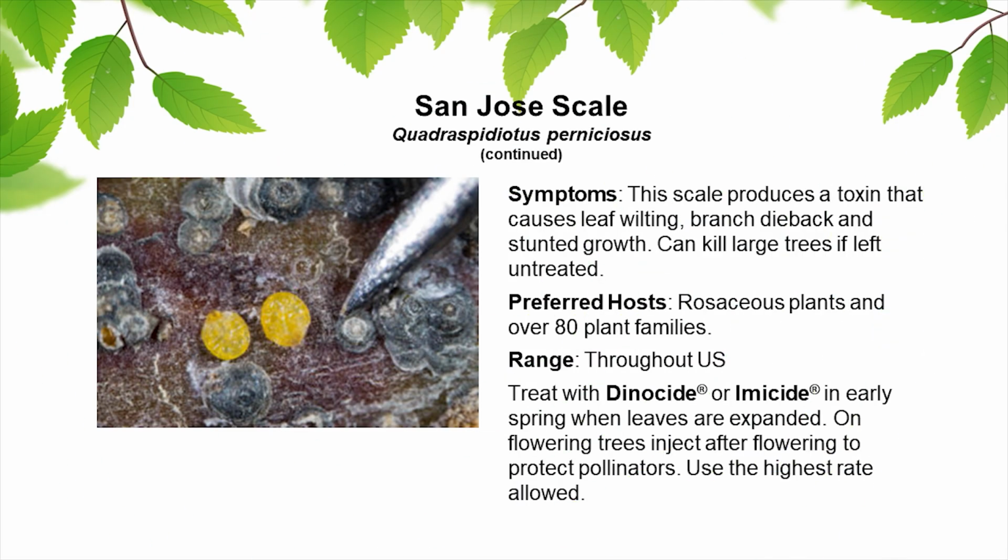San Jose Scale produces a toxin that causes leaf wilting, branch dieback, and stunted growth. They can kill large trees if left untreated. The preferred hosts of San Jose Scale are rosaceous plants in over 80 plant families. They can be found throughout the United States. San Jose Scale may be controlled with dinoside or imicide.